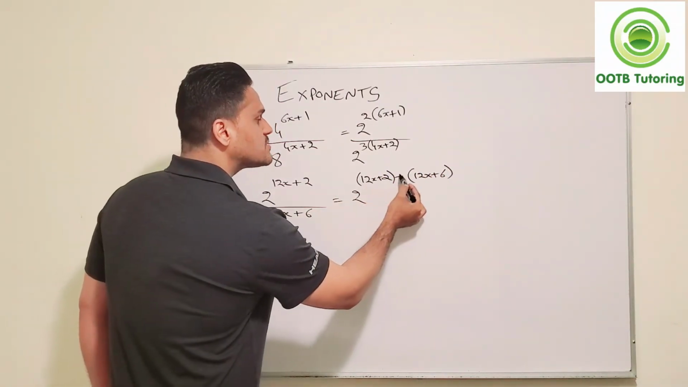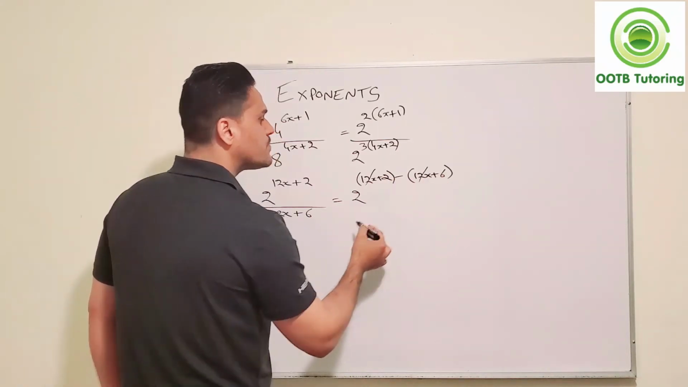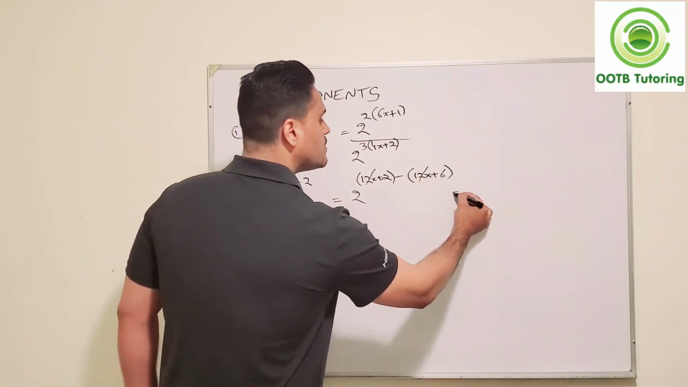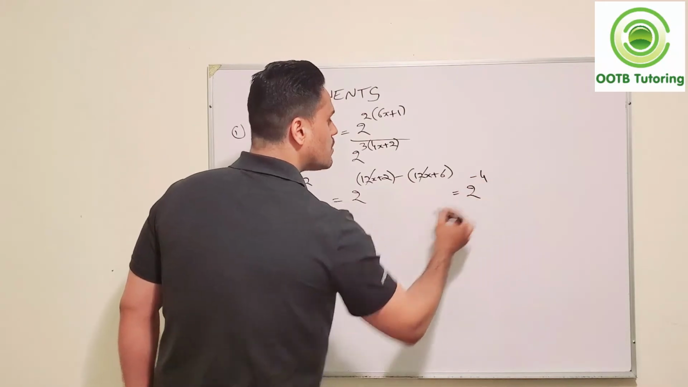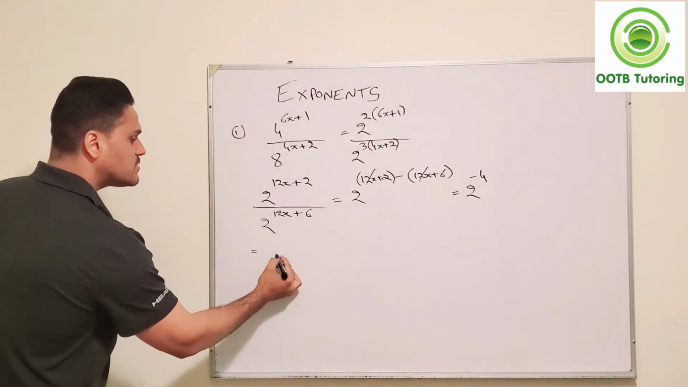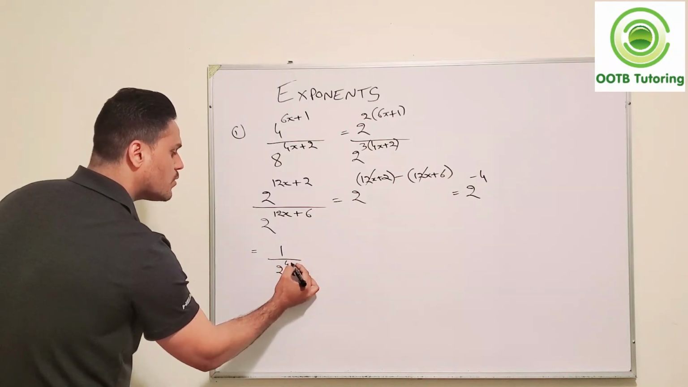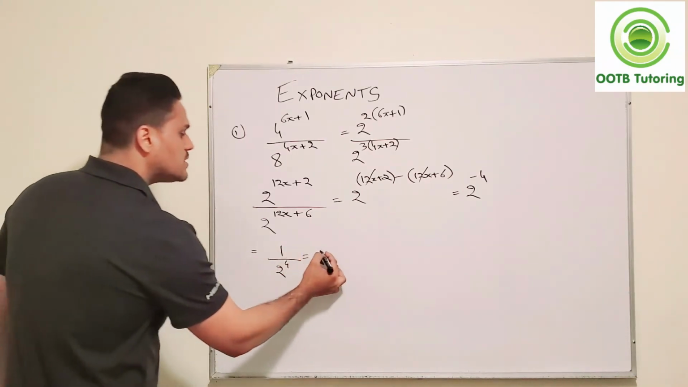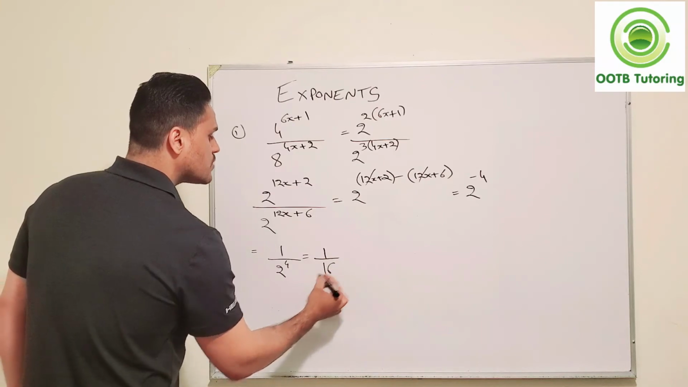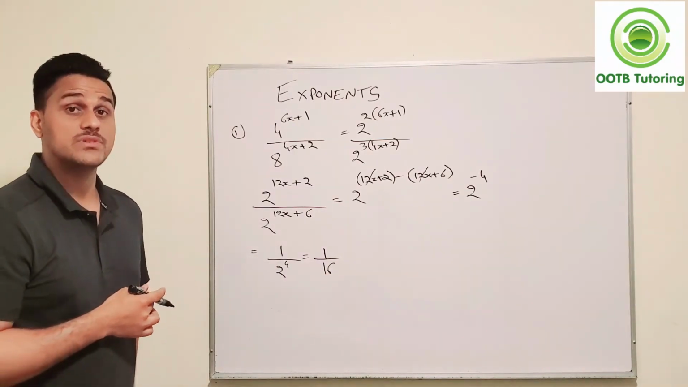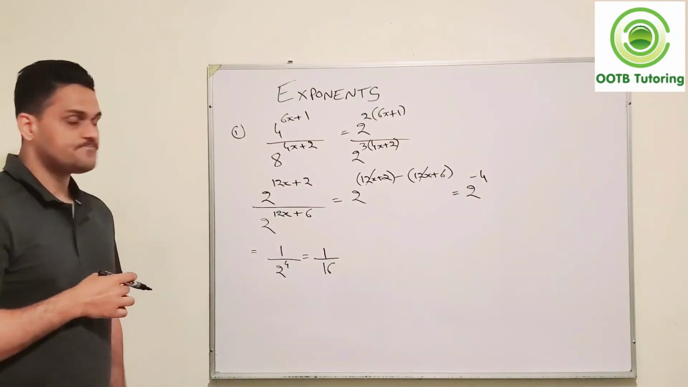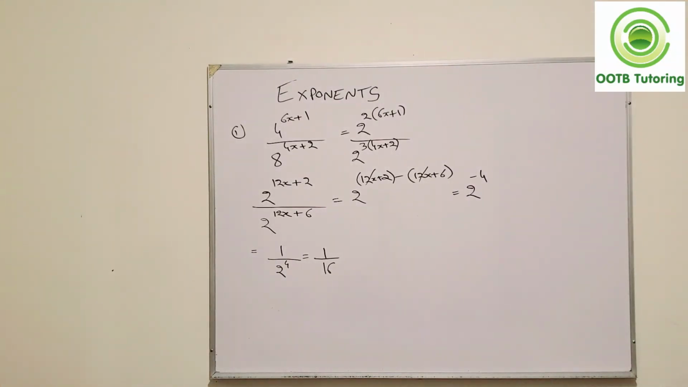Now we have 12x minus 12x, so that cancels. And 2 minus 6 gives me minus 4. So we have 2 raised to the power minus 4. Now I can take the reciprocal of that and move it down, and it will become 1 over 2 to the power 4. And 2 raised to the power 4 is just 16. So my final answer is going to be 1 over 16. Okay? Let's do a couple more examples.